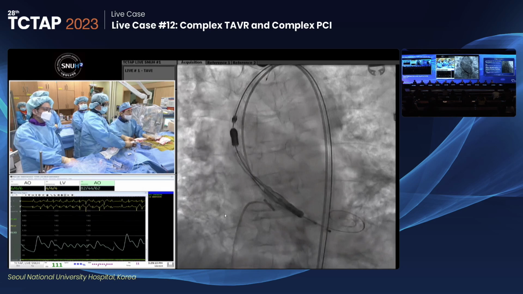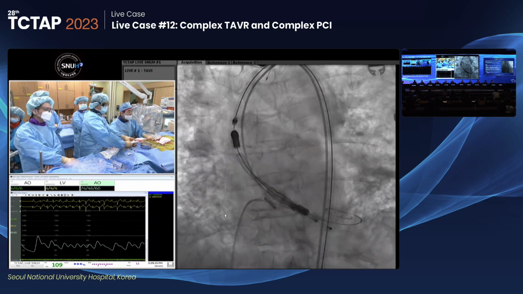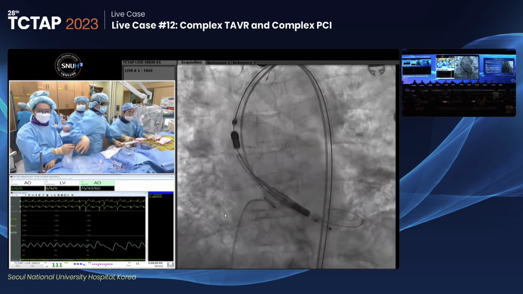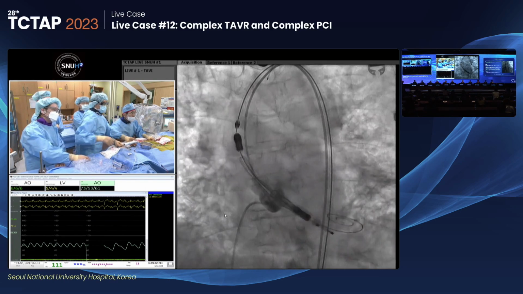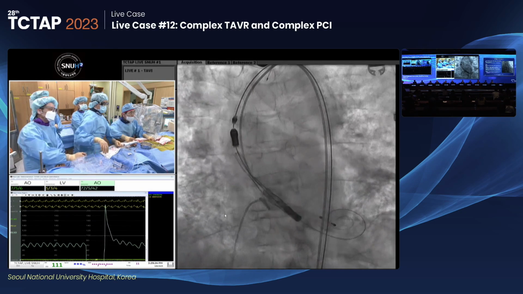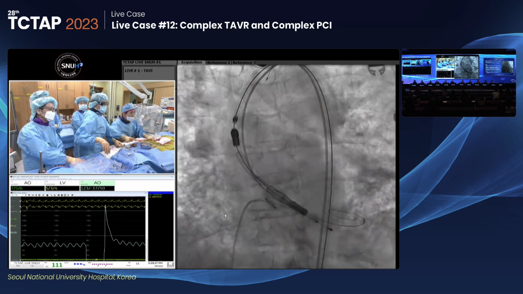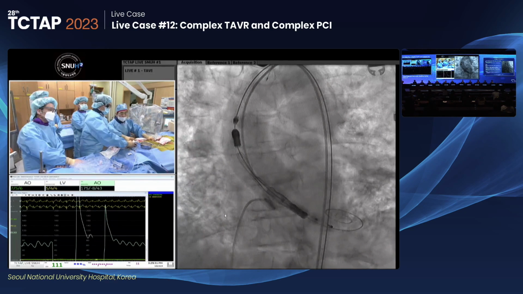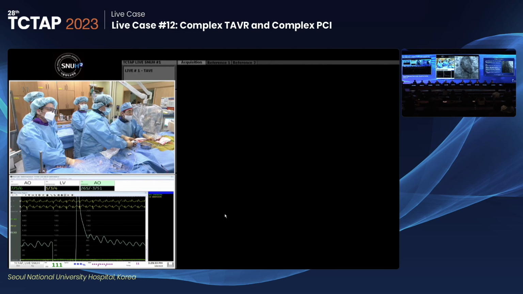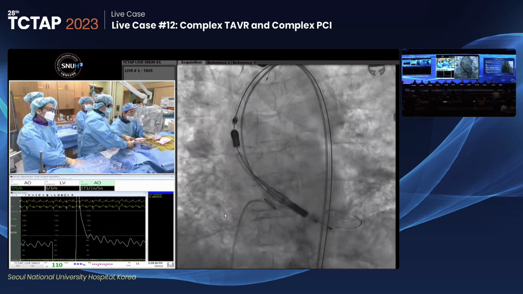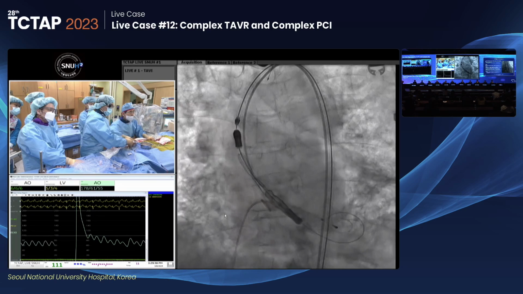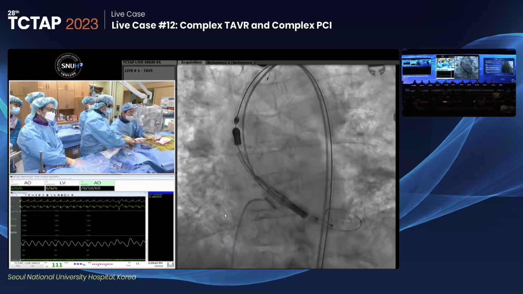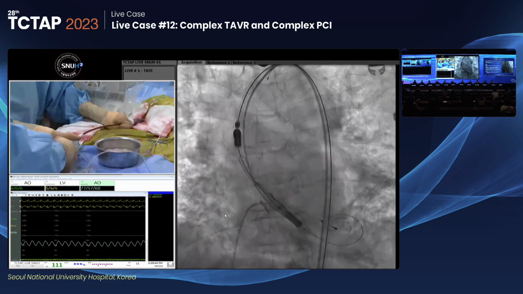Okay. So the first part is, as you all know, very controlled and very slow for the upper crown. Okay, it's good. We can start slow release for the first upper crown. Start deploying slowly. Slow, slow, slow.